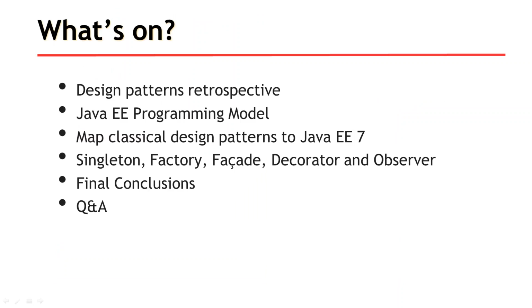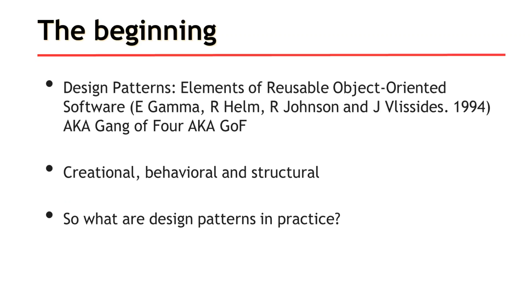Right, so what's on today? Well, basically we're going to do a very quick retrospective of design patterns. We're going to then look at how the Java Enterprise Edition programming model has changed in the recent editions of Enterprise Edition, and how that then can be used to map classical design patterns to Enterprise Edition 7. The design patterns we're going to be looking at are going to be Singleton, Factory, Façade, Decorator, and Observer. And then hopefully if we have time, we'll go over some final conclusions and questions and answers, which of course you can do right now or via the Twitter account.